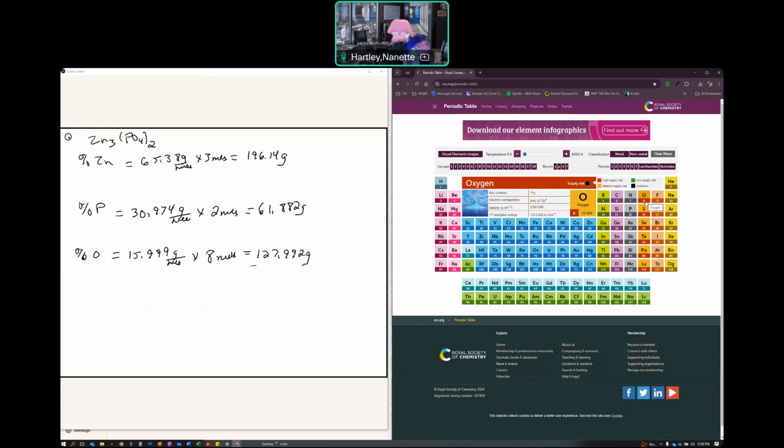127.92 grams. Finding the total, I take the 196.14, I add the 61.882, and then I add the 127.92. It gives me a total of 386.014 grams. So I can take the 196.14 divided by 386.014 times 100.